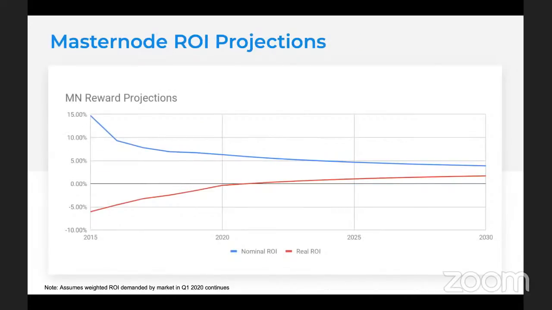Next slide. So if we project forward what Masternode ROI is likely based on these historical trends and the reallocation that we're proposing, this is what it would look like. We are close to a threshold of real ROI beginning to accrue to the masternodes, even after taking inflation into account. That's likely to occur sometime next year. I think that that's an event to celebrate. I think that it is a sign of maturity of our network.